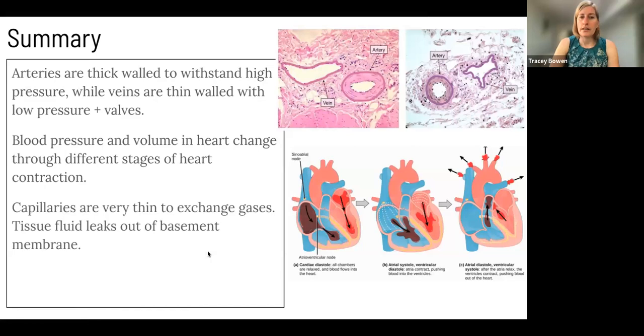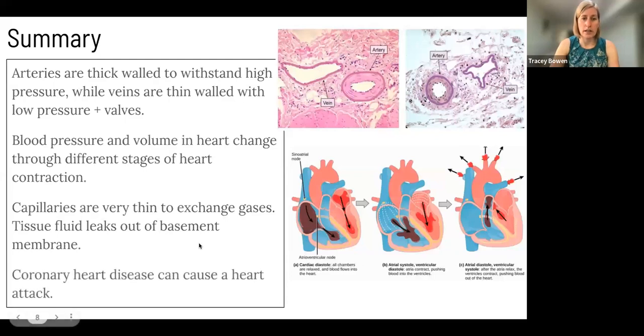Capillaries are very thin and they exchange gases through the basement membrane. Tissue fluid also leaks out of the basement membrane. And then lastly, coronary heart disease can cause a heart attack and is caused by unhealthy lifestyle choices.